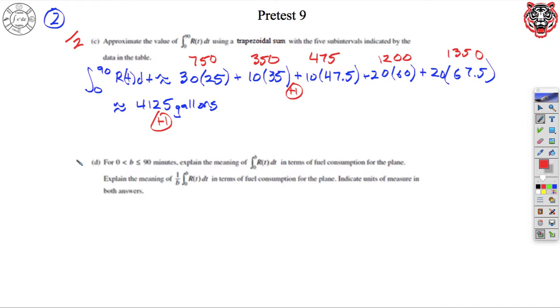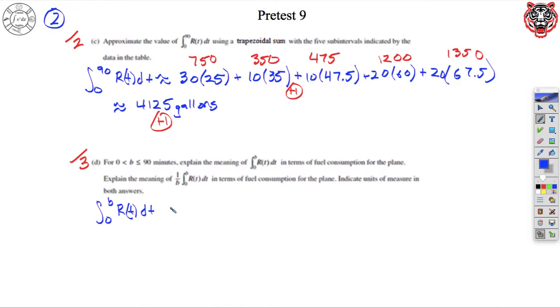All right, and then part D is going to be out of 3 points, so that we can add to 9. All right, so part D. We're doing the integral from 0 to b of RT dt, and we need to explain that. What is the meaning of this thing?